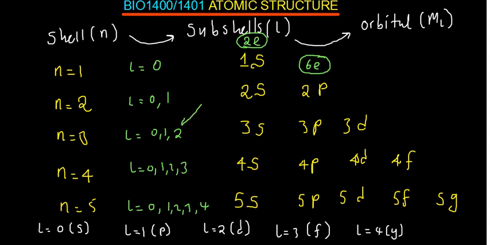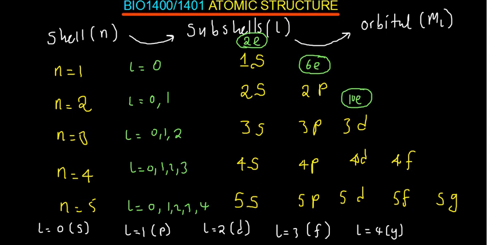When your L is 2, to find the number of orbitals, it is from negative 2 to positive 2. How many numbers are those? Negative 2, negative 1, 0, 1, and 2. There are 5 numbers, meaning that you have 5 orbitals, meaning that a d orbital can have 10 electrons because there are 5 orbitals and each orbital will have 2 electrons. And when your L is 3, ML will be from negative 3 to positive 3.